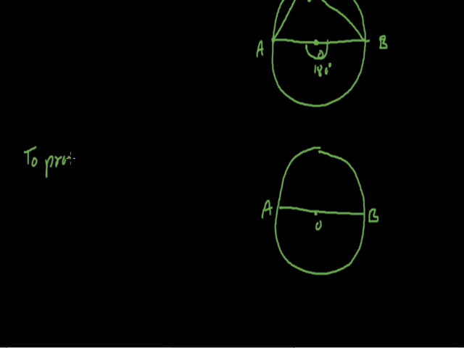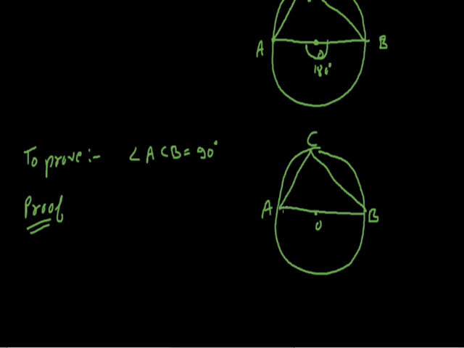We have to prove that the angle made by the ends of the diameter at the circumference of the circle is always 90 degrees. Let's say this is the point C. We have to prove that angle ACB is equal to 90 degrees.